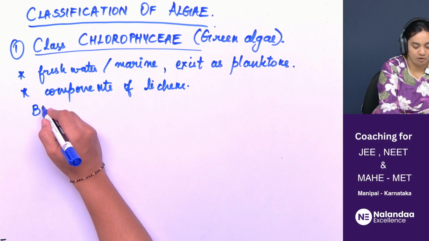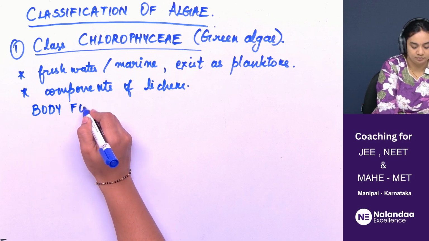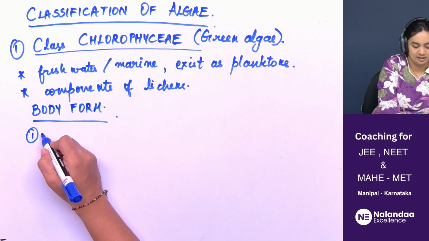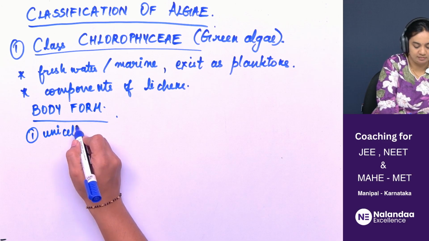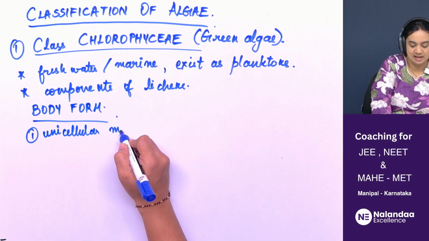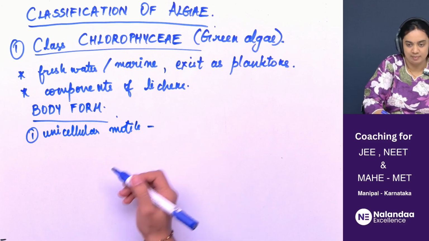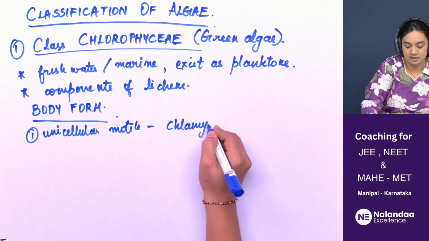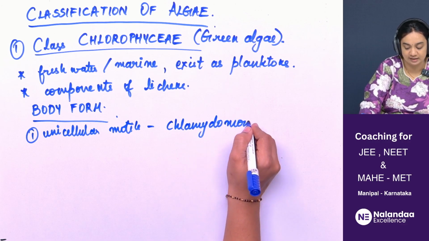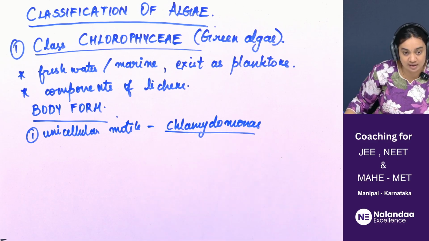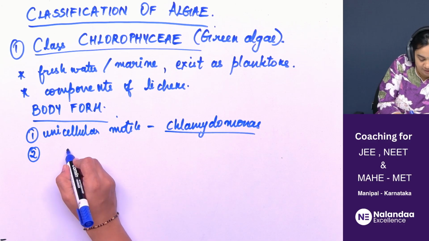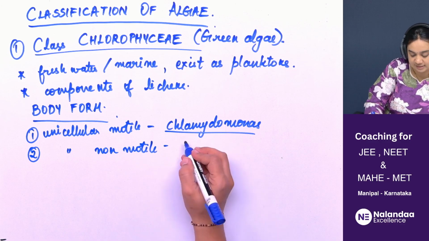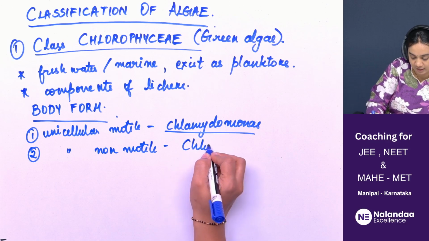Then next is body form of class Chlorophyceae. Body form as in thallus organization. Under class Chlorophyceae we see again unicellular motile. Example, Chlamydomonas. We can see unicellular motile forms, Chlamydomonas. This we have already seen in general characteristics of algae. It is just repeating under Chlorophyceae. Then unicellular non-motile. Example, again the same, Chlorella.